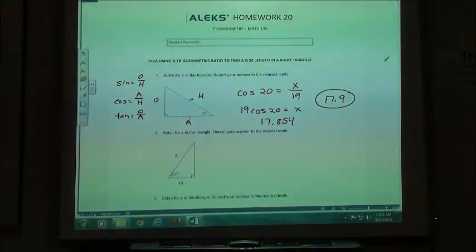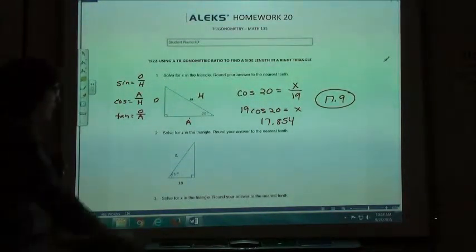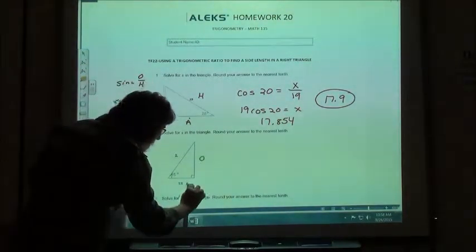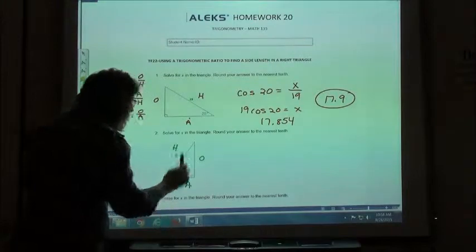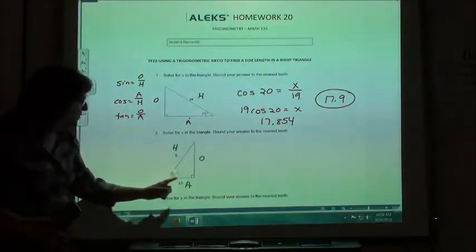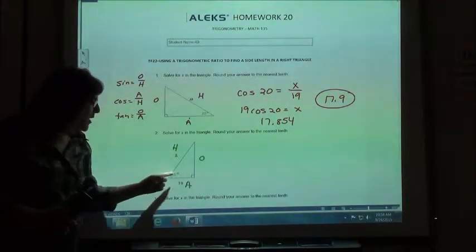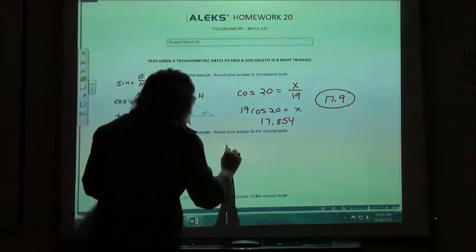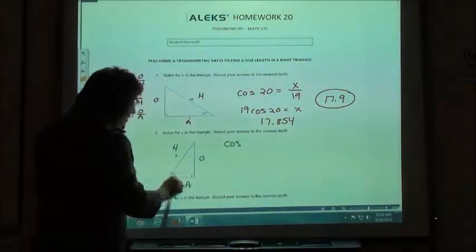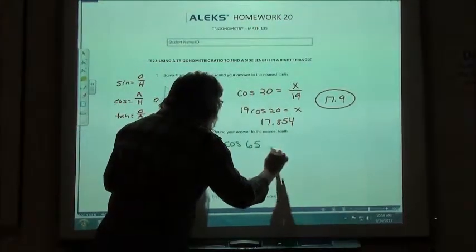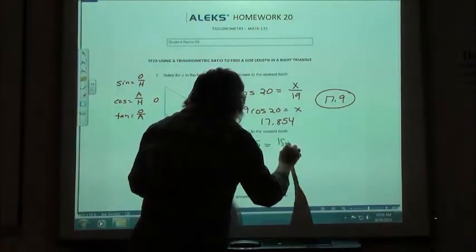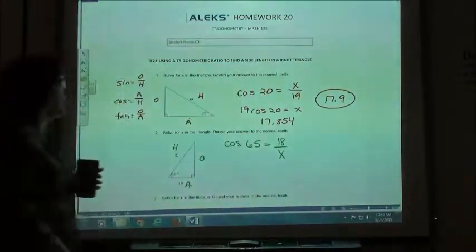So on the second one, if I'm looking for that one, I'm solving x in my right triangle. Again, I have this angle labeled, so this is my opposite, this is my adjacent, this is my hypotenuse. And again, I have the adjacent and the hypotenuse, so I'm going to use the cosine again. So I'm going to say that the cosine of 65 degrees is equal to the adjacent, which is 18, over the hypotenuse, which is x.